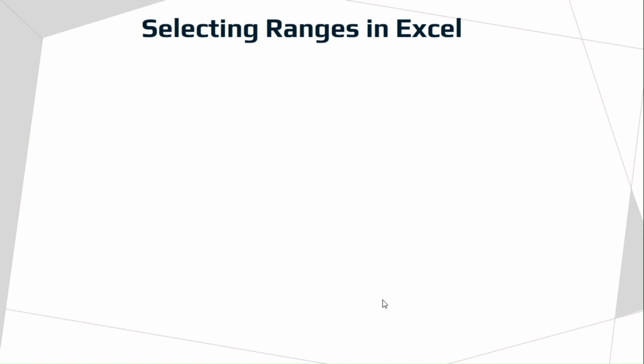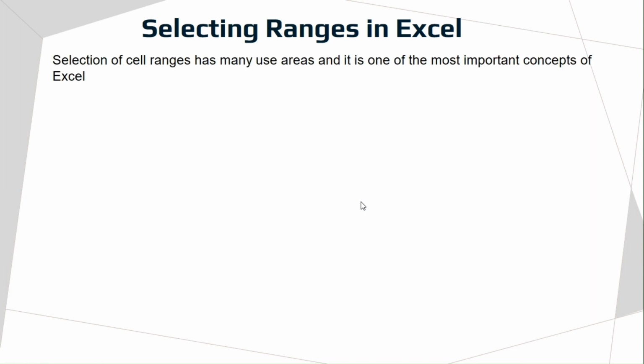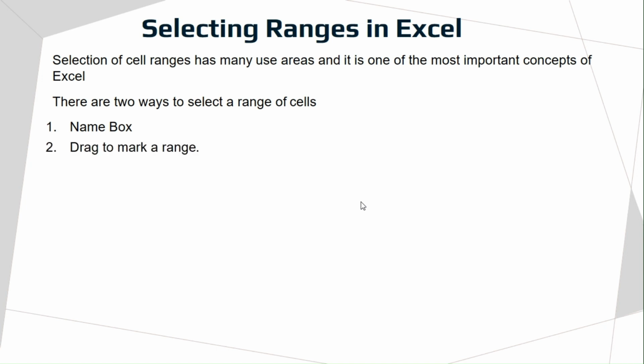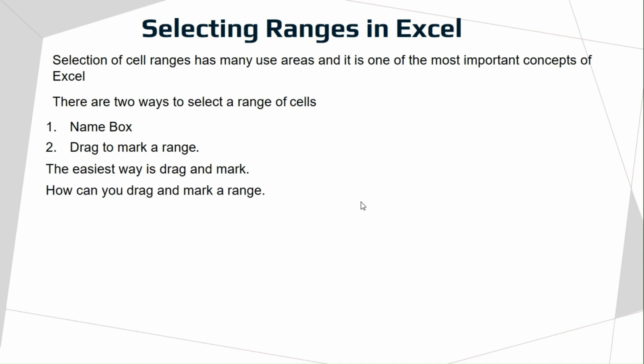Selecting ranges in Excel. All these are basics that will enable you to navigate through the worksheet easily. Selection of cell ranges has many use areas, and it is one of the most important concepts of Excel. There are 2 ways to select a range of cells. First, the name box. Remember the name box. Second, drag to mark a range. The easiest way is to drag and mark. How can you drag and mark a range?